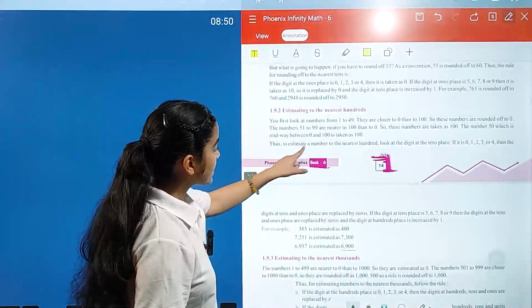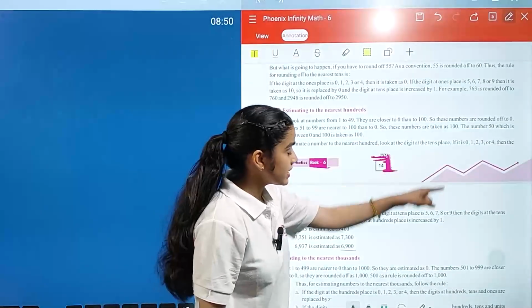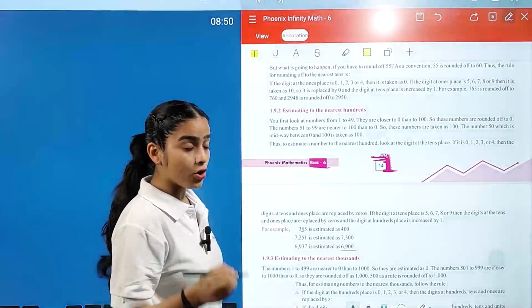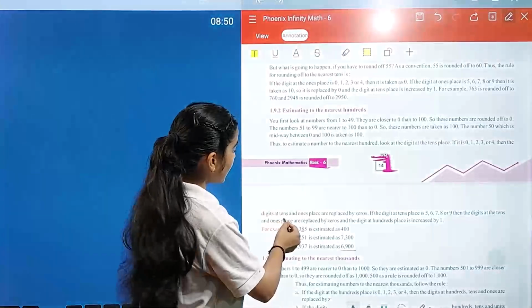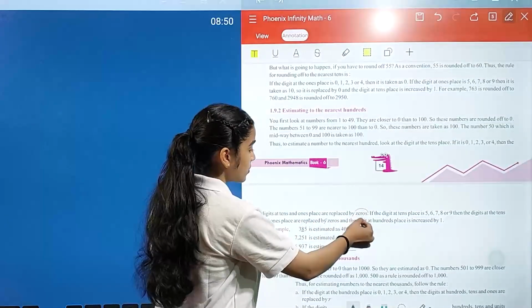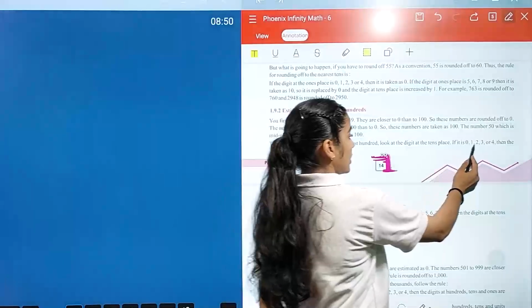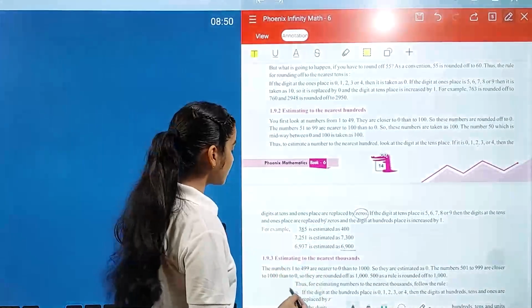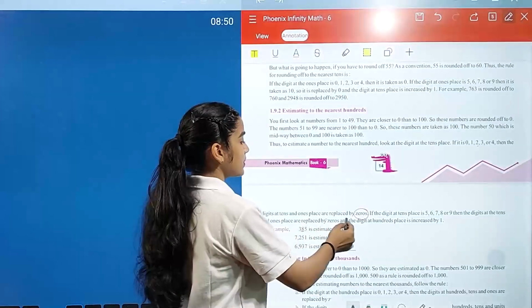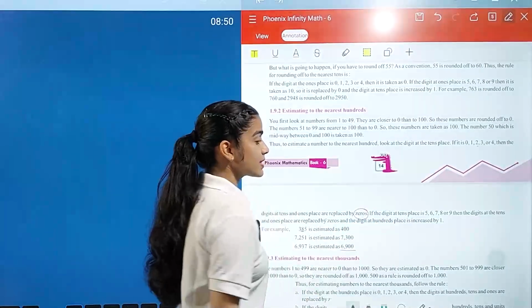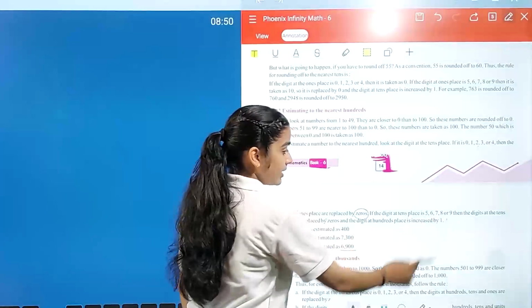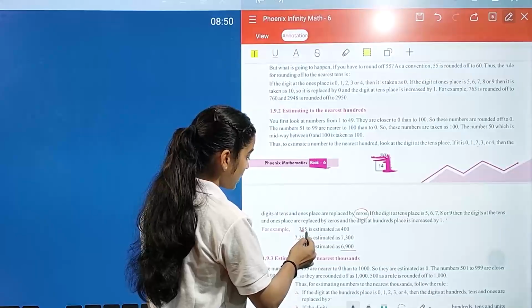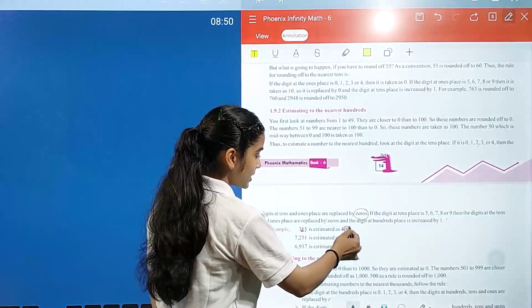So what do we understand here? To estimate a number to the nearest 100, look at the digit at the tens place. In 385, the tens place we have 8, right? If it is 0, 1, 2, 3 or 4, then the digits at tens and ones places are replaced by zeros. But here we have 8. So what is the rule for 8? The digits at tens and ones places are replaced by zeros and the hundreds digit is increased if the digit at tens place is 5, 6, 7, 8, 9. So we have 8, then the tens and ones places are replaced by zeros.